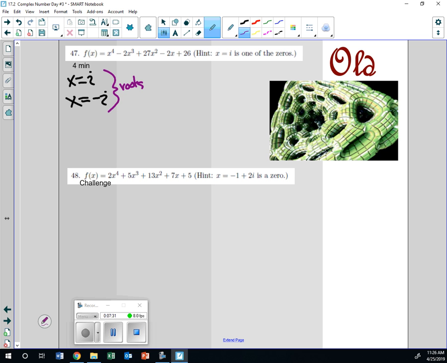Now make them into factors. To make them into factors, you're going to have x minus i equals 0. There's a factor. And then x minus a negative i is your other factor.